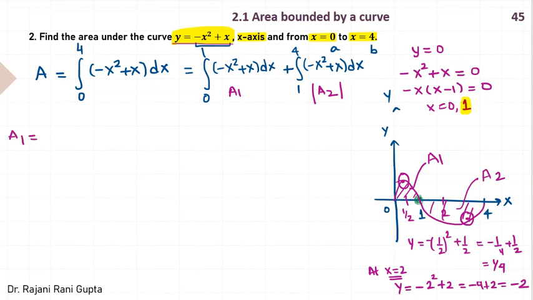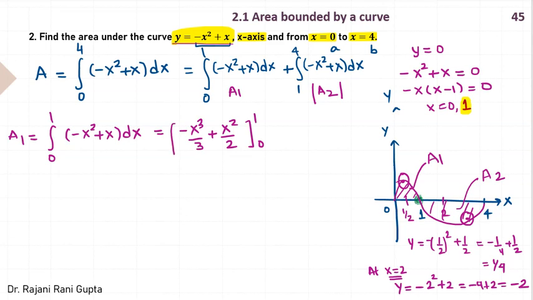Area A1, which is 0 to 1, minus x square plus x dx. Integration is minus x cube over 3 plus x square over 2. X varies from 0 to 1. At lower limit, it becomes 0. At upper limit, the value will be, yes, minus 1 by 3 plus 1 by 2. So when you simplify it, you will get it 1 over 6. You can use calculator at this point.